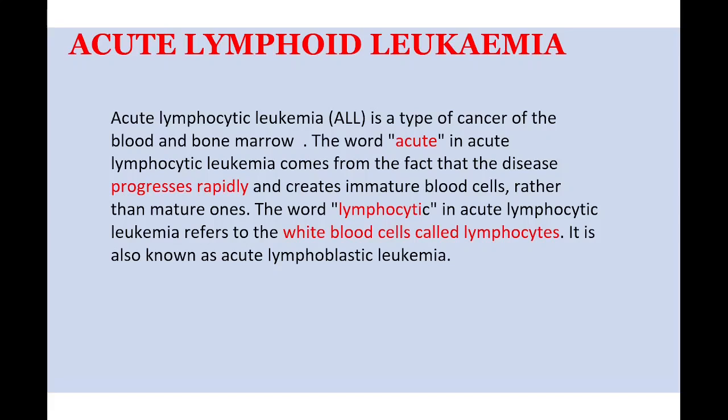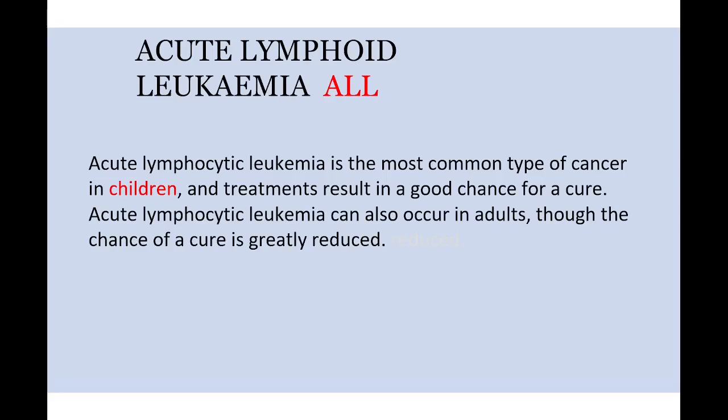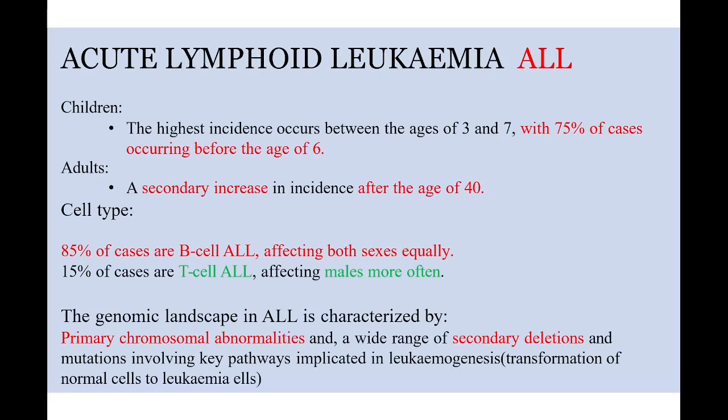Okay, let us come to the topic. Acute lymphocytic leukemia is the most common type of cancer in children, and treatment results in a good chance for a cure. Acute lymphocytic leukemia can also occur in adults, though the chance of a cure is greatly reduced. In children, the highest incidence occurs between the ages of 3 and 7, with 75% of cases occurring before the age of 6. In adults, there is a secondary increase in incidence after the age of 40.